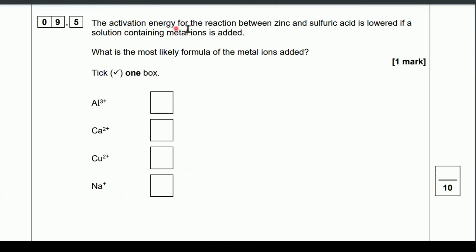Okay, 9.5. The activation energy for the reaction between zinc and sulfuric acid is lowered if a solution containing metal ions is added. What is the most likely formula of the metal ions added? So if you're lowering, what do we know about what things lower the activation energy? Hopefully you can spot which is a catalyst. What type of metals in the periodic table make good catalysts? Hopefully you'll understand it's going to be a transition metal. They're found in the middle of the periodic table, and those make good catalysts. So it's most likely to be that.